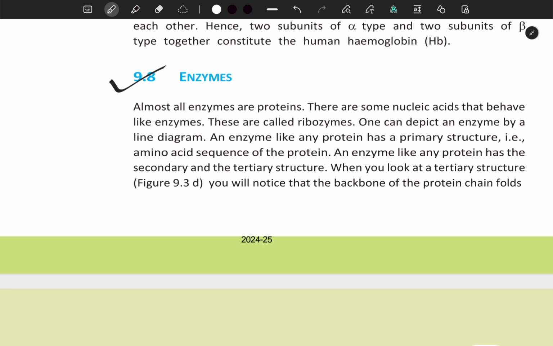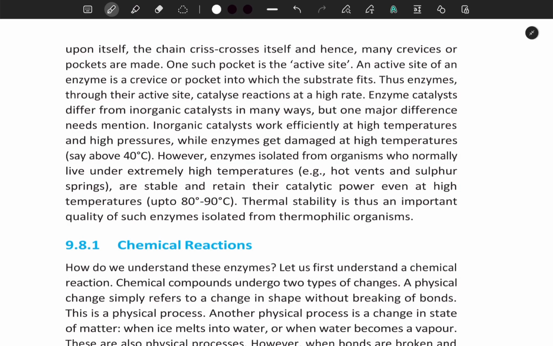When you look at a tertiary structure, you will notice that the backbone of the protein chain folds upon itself. The chain crisscrosses itself, and hence many crevices or pockets are made. One such pocket is the active site. An active site of an enzyme is a crevice or pocket into which the substrate fits. Thus, enzymes, through their active site, catalyze reactions at a high rate.